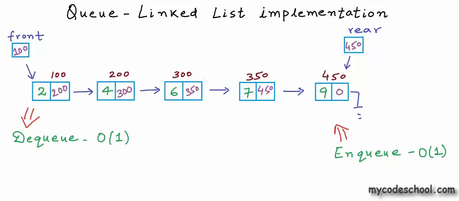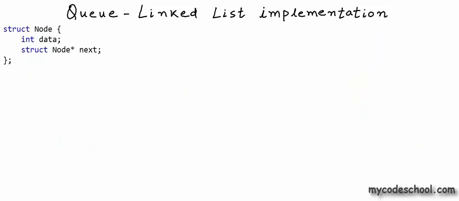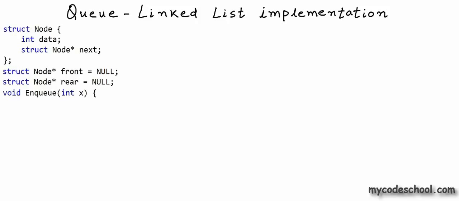Let's quickly see what real code in C will look like for this design. I have declared node as a structure with two fields, one to store data and another to store the address of the next node. Now instead of declaring a pointer to node named head, I'm declaring two pointers to node, one named front and another named rear, and initially I'm setting them both as null. Let's say I'm defining these two variables in global scope, so they will be accessible to all functions. My enqueue function will take an integer as argument.